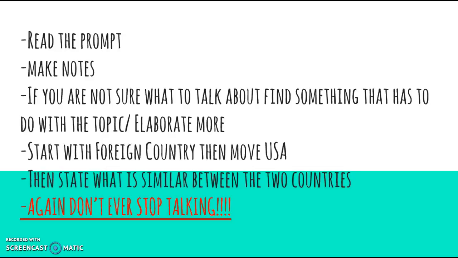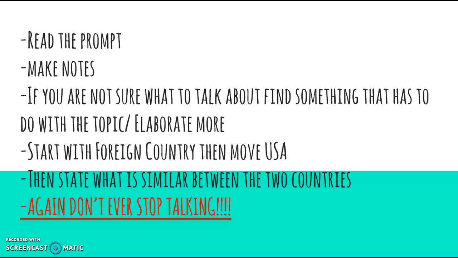So then you're going to want to make notes. So if I was taking the test and I had public transportation, I would make a chart that says Germany, both, and America. So then I would compare America and Germany. If you're not sure what to talk about, if you run out of things to talk about before the time's up, just elaborate on what you already said. But make sure that it is something that has to do with the topic.